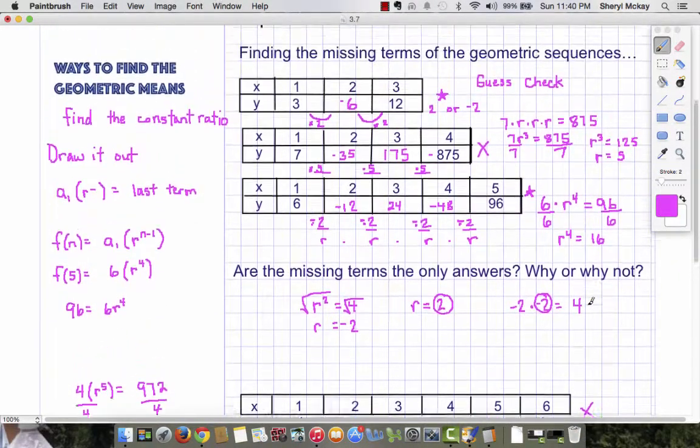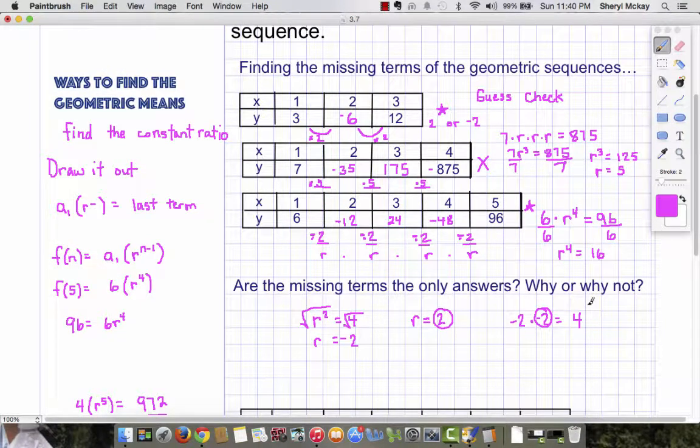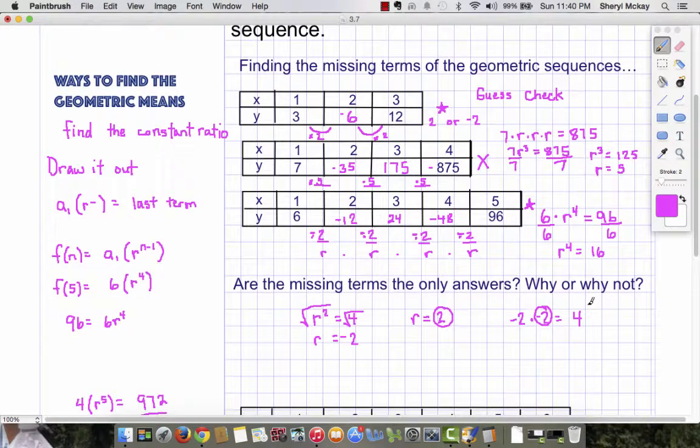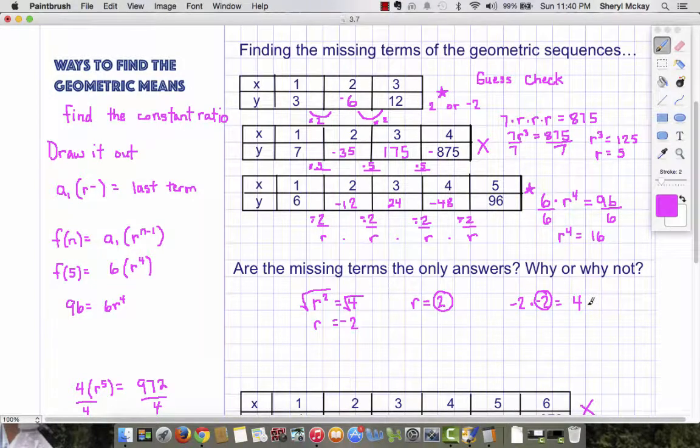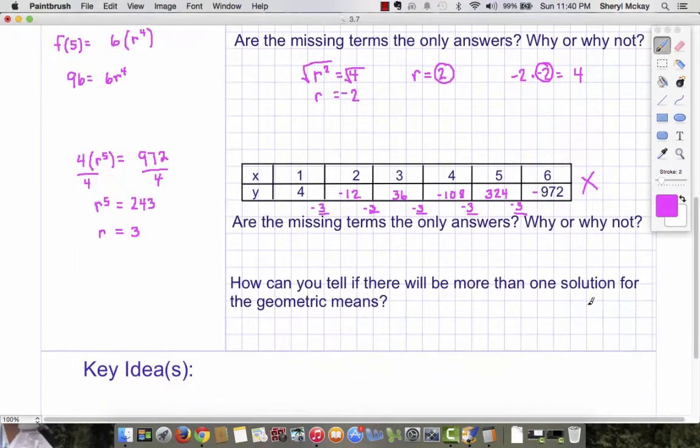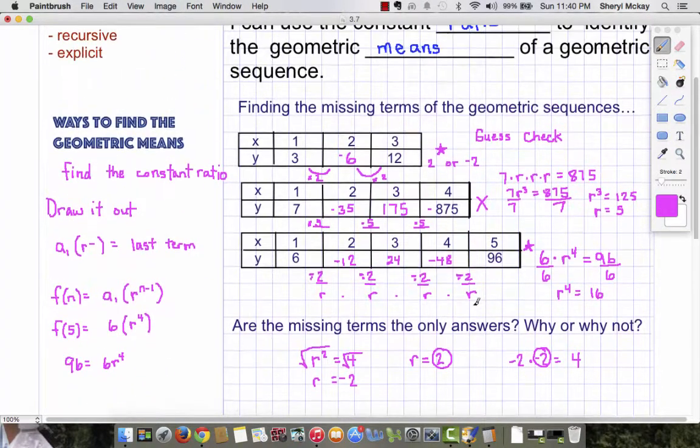So how can we tell whether we can have more than one geometric mean? Because our ratio can be either a positive or a negative. How can we tell? Look and see if you can tell me how you would know. And then go ahead and write it down here. How can you tell if there will be more than one solution for the geometric means? See what you came up with.